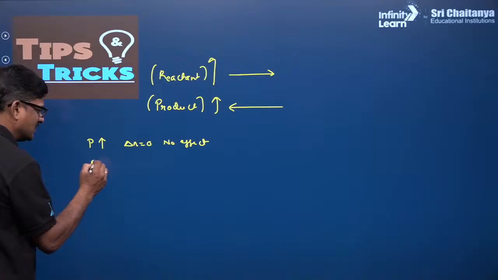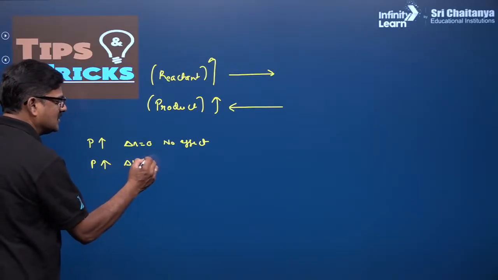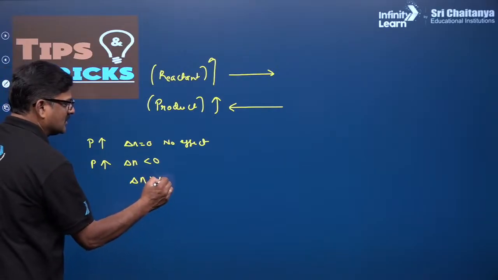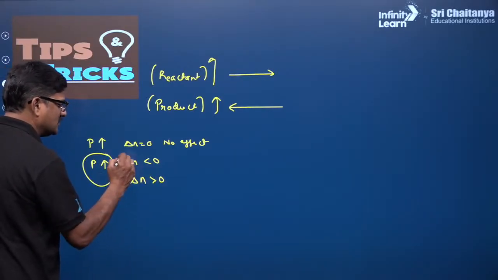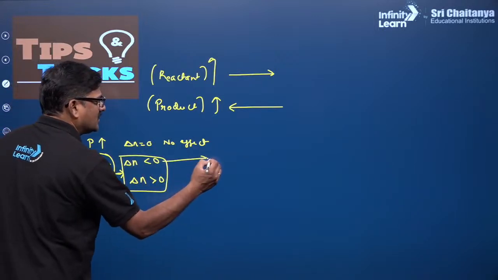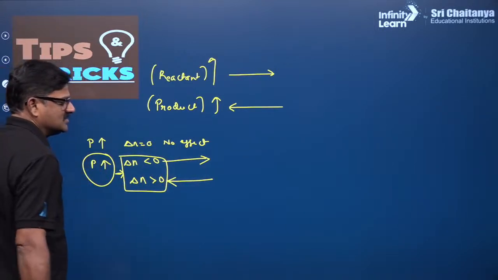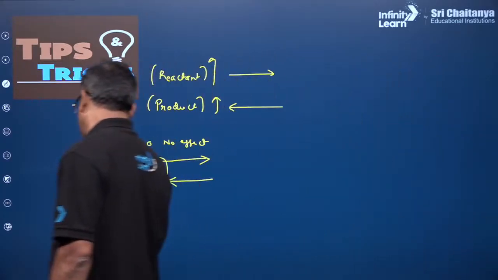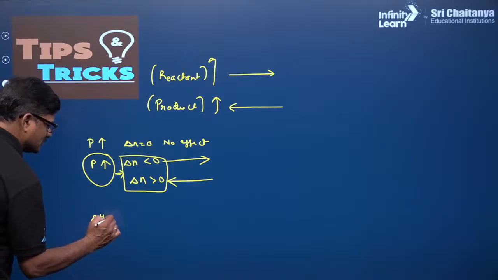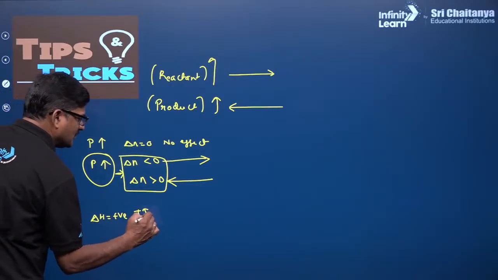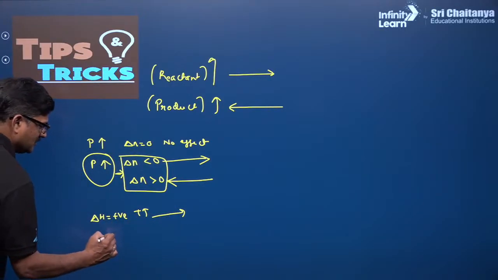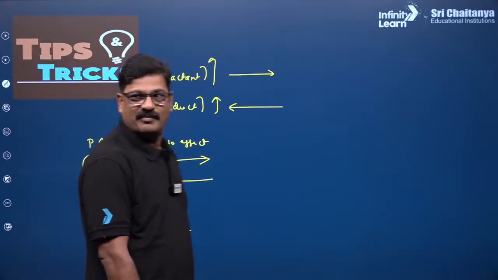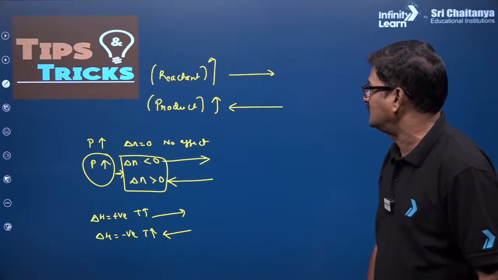If pressure is increased, then for delta n less than 0 the reaction favors the forward direction, and for delta n greater than 0 it favors the backward direction. That is the trick. Temperature: if delta H is positive and temperature is increased, the reaction favors the forward direction. If delta H is negative and temperature is increased, the reaction favors the backward direction. So these are the various factors that you can see.